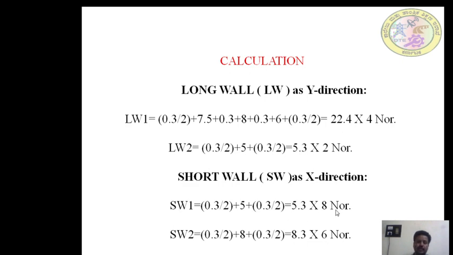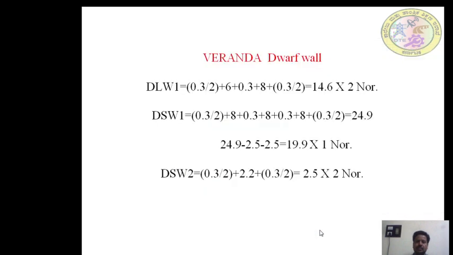So SW1 is considered as 8 numbers, already told. SW2 is 0.3 by 2 plus 8 plus 0.3 by 2 equals 8.6, 6 numbers. Now we will consider the calculation of the 30 centimeter veranda dwarf wall. DLW1 equals 14.6 into two numbers. Dwarf short wall equals 24.9 minus the 2.5 meter wide veranda on both sides, so 19.9 meter into one number.